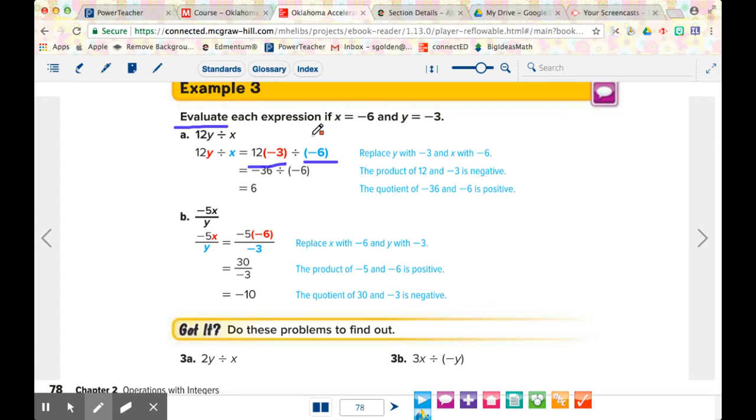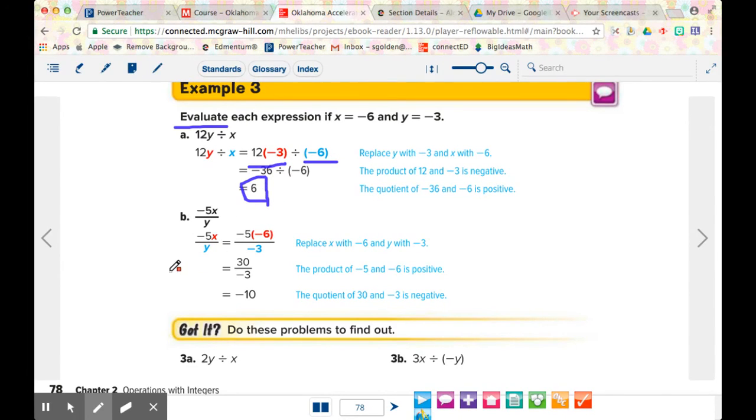Now you use your PEMDAS, your order of operations. We have multiplying and dividing, so you do whichever one comes first in the problem, which would be 12 times negative 3. A positive times a negative is negative, so we get negative 36 divided by negative 6. Now I have a negative divided by a negative, which is positive. 36 divided by 6 is just 6.